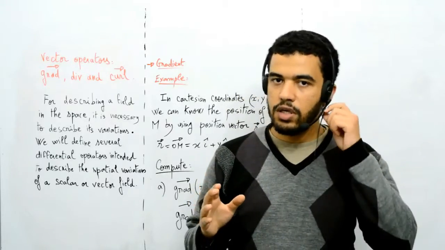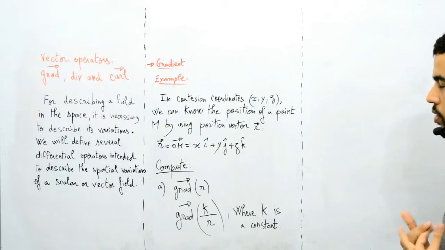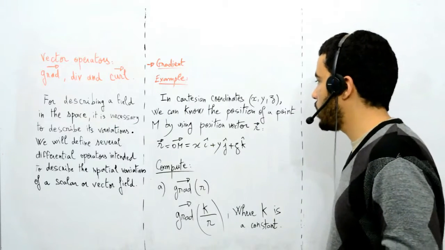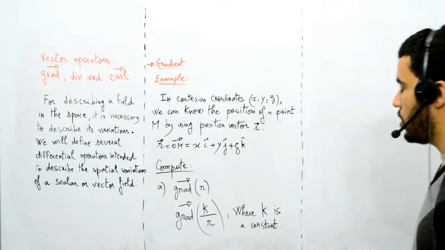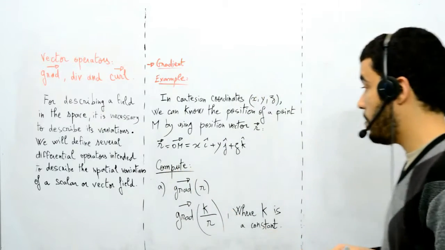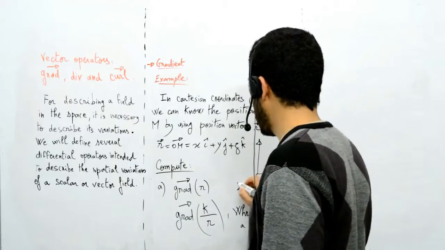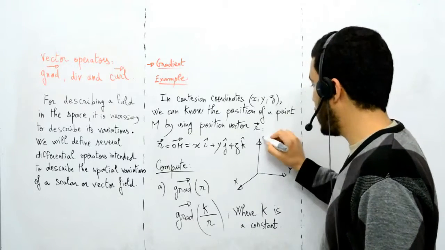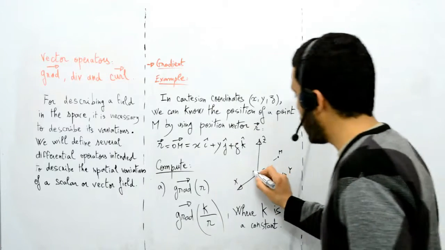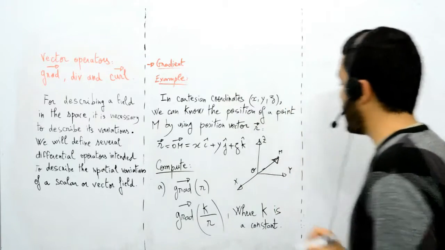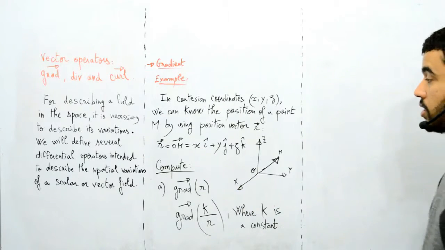So, after seeing the definition of the gradient operator, here we have an example. In Cartesian coordinates x, y, and z, we can know the position of a point M by using the position vector r. This r is exactly OM. We have our three axes, of course, x-axis, y-axis, and z-axis, and my point M is here, okay? And my origin. So my position vector is exactly OM equals xi plus yj plus zk.